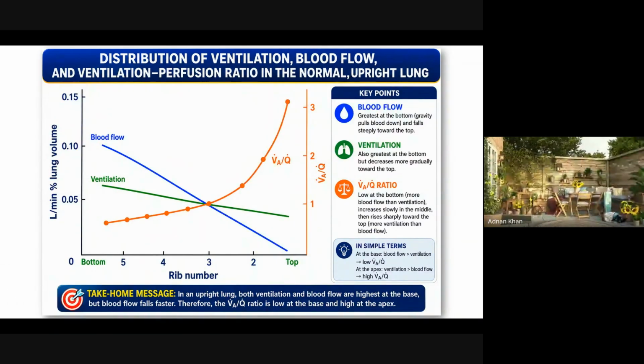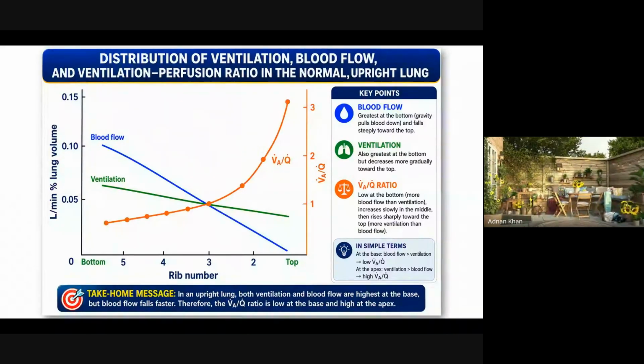Again, this graph illustrates the normal distribution of ventilation, perfusion, and V/Q mismatch in the upright lung. Here you can see the blue line represents the pulmonary blood flow, which is greatest at the lung base, because gravity increases the pulmonary vascular pressure. Remember this point. As you can see, the green line represents ventilation, which is also greatest at the base because basal alveoli are more compliant and expand more during inspiration.